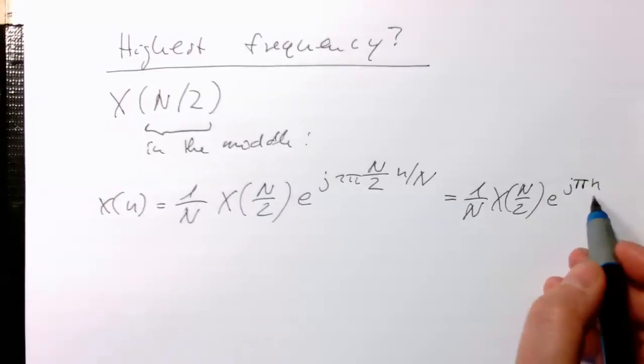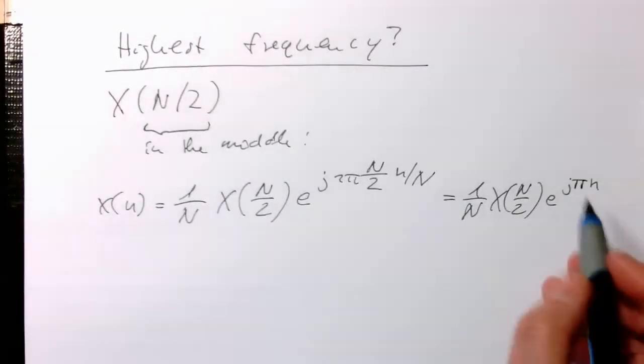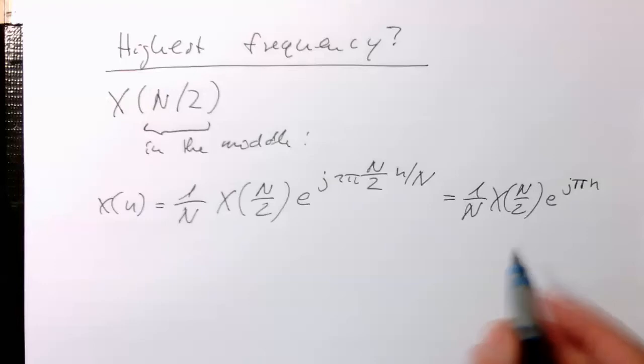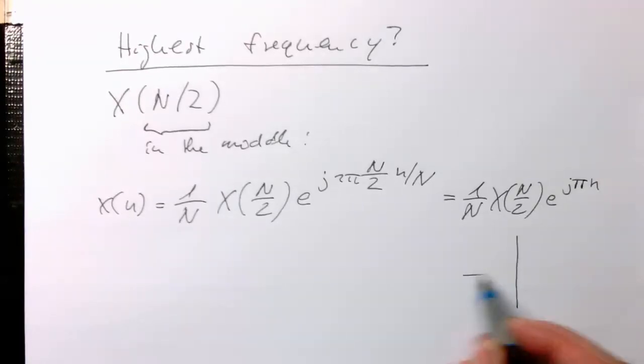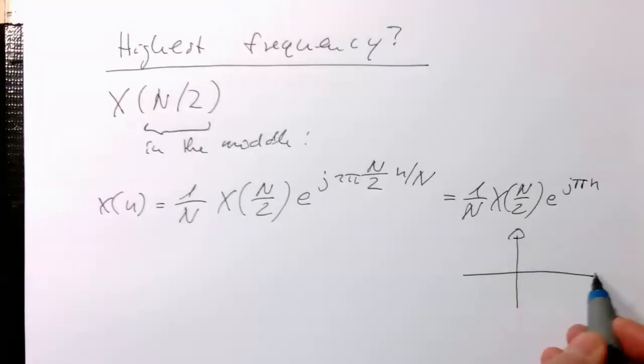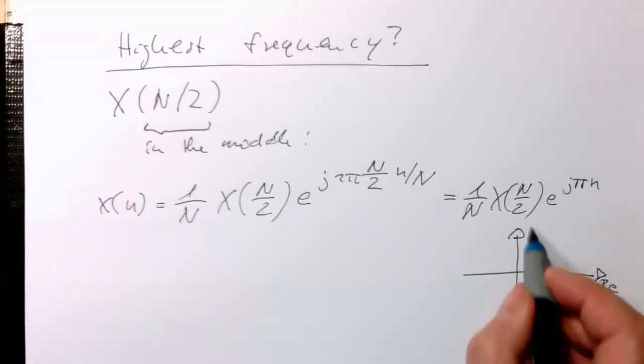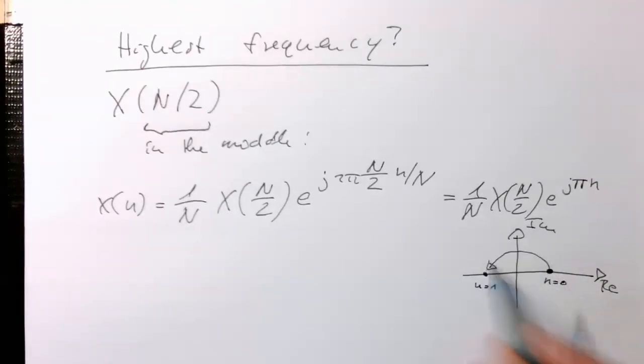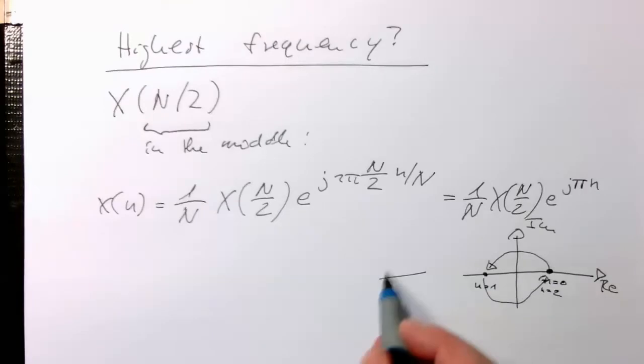And remember, n can only be integer numbers, so it starts with e to the 0, and then e to the j pi, and then e to the j 2 pi. And so how does this phasor look? If we're looking at our complex coordinate system here, for n equals 0 it's here, then for n equals 1 it flips over to that side, and then for n equals 2 it flips back here, and so on.